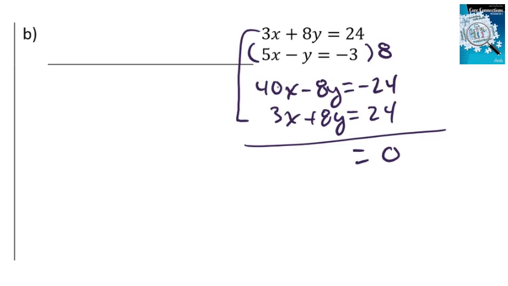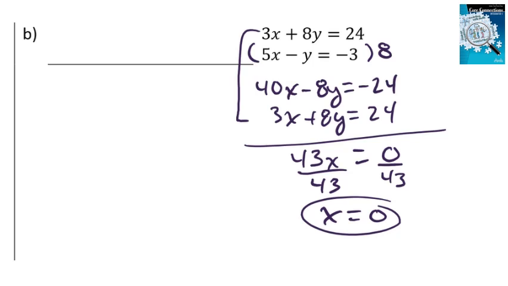And then I end up with 40x plus 3x, so that's 43x. So my equation is 43 times some number equals 0. Well, the only number that could be is 0 itself, so I'm dividing both sides by 43, and I get that x is equal to 0. So I know x. Now let's go ahead and figure out what y is.